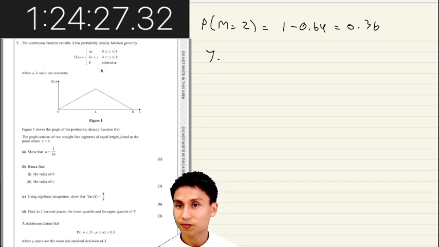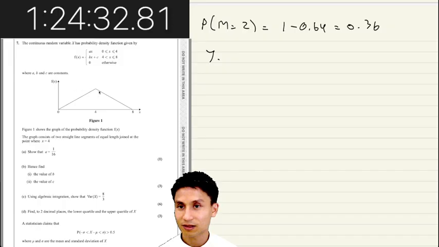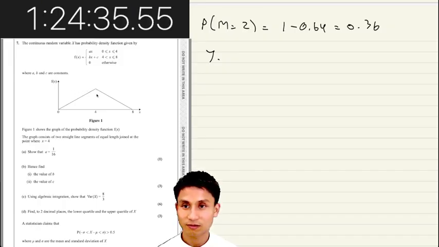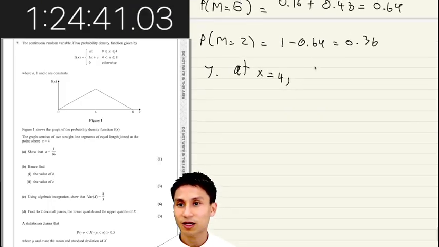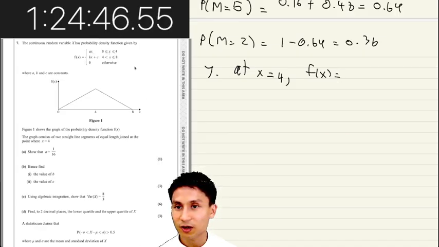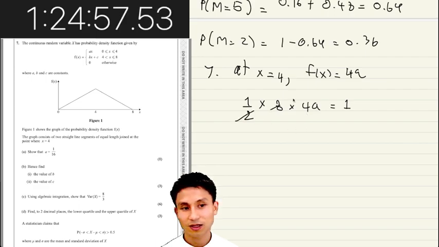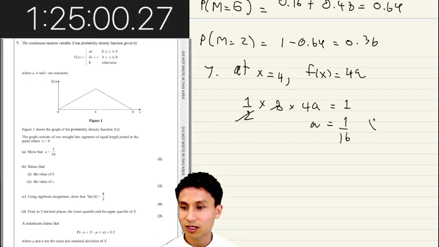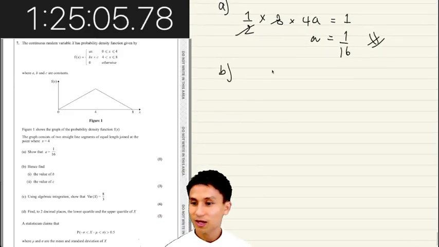All right, if we find the area of this shape, we get 1. At x equals 4, f(x) would be, if we substitute 4 in here, 4a. And that is the height of this triangle. So the area of the triangle is 1/2 times 8 times 4a, which should be equal to 1. If we do the numbers here, we get 1 over 16 as required. That would be my easy technique: just look at the area. Hence find the value of b.